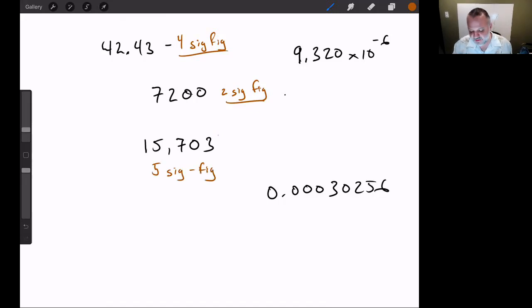All right, what about 9.320 times 10 to the negative 6? Well, what do you notice about that number? It's in scientific notation. The 0 in the scientific notation is trailing. I don't need it to represent the value 9.32. That 0 is there to represent the precision. Since it's in scientific notation, I definitely count it. So this one has 4 sig figs. Well, what about this number?